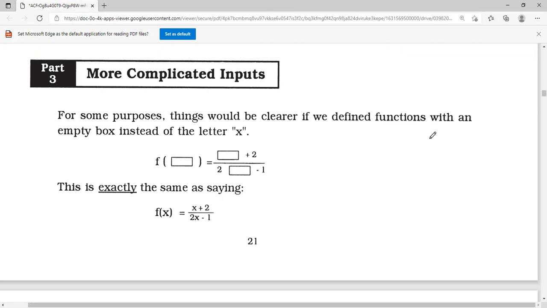Hi everybody, this is Precalculus, Chapter 2, Part 3, and this section covers more complicated inputs.